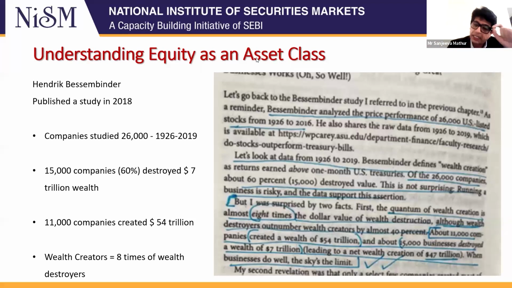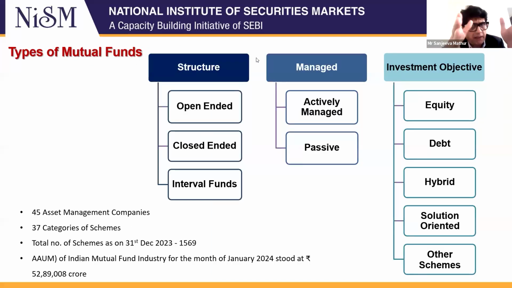Now, everybody, if you don't know, I just have a slide, which is a very basic slide. Definitely, the structure of the mutual fund is given in front of you. We have open-end, closed-end, interval, actively managed, passive, equity, debt, hybrid, solution-oriented, other schemes, etc. We're going to concentrate on equity.